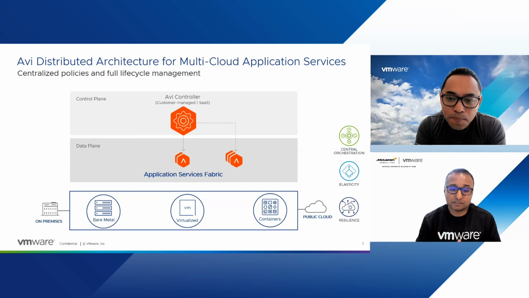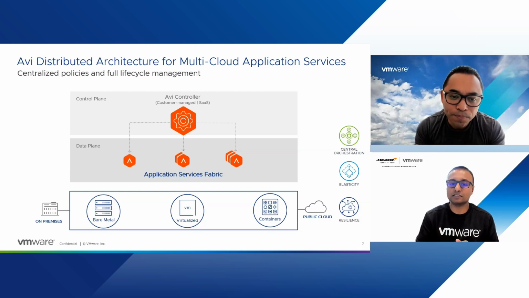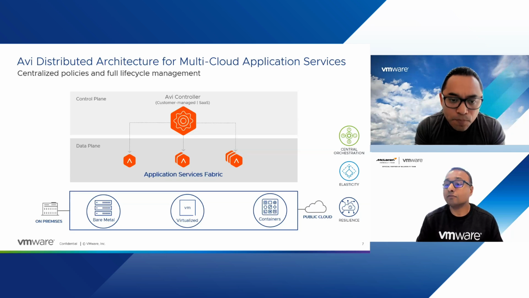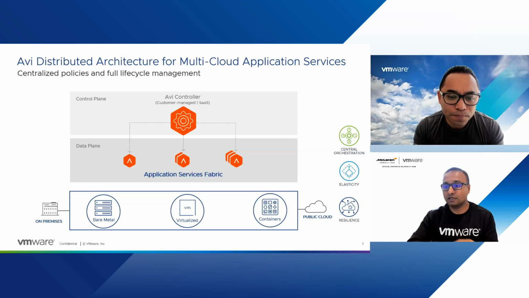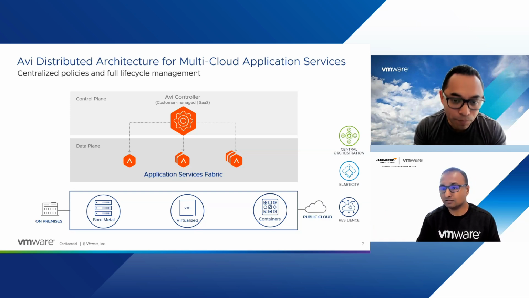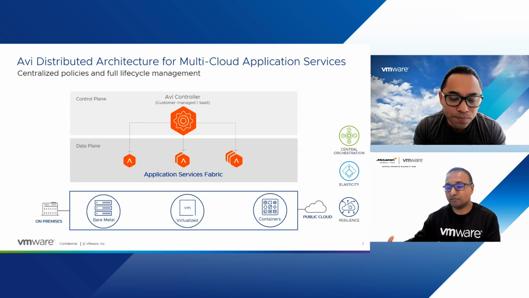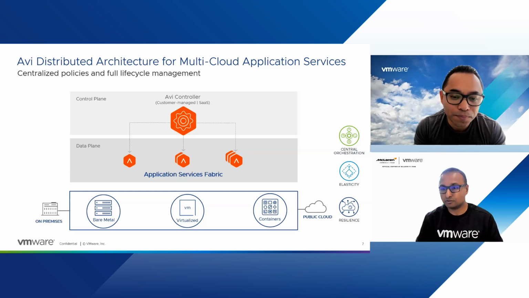From the resilience perspective, because the controller is the brain of the complete data plane, in case a service engine is impacted, it could be multiple underlying reasons, and your application has been impacted, the controller would automatically spin up a new service engine, dynamically move the application from the existing service engine to a new service engine or another set of service engines which is performing well. And then it will do its own magic to self-heal itself. So it's a self-healing fabric.